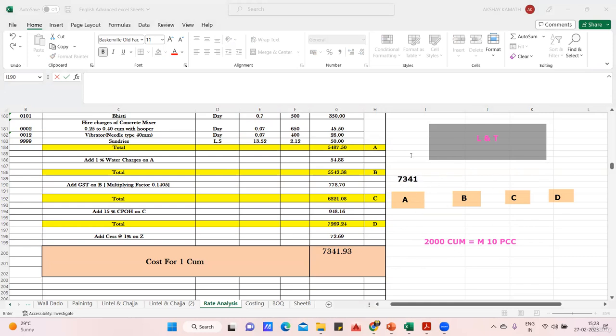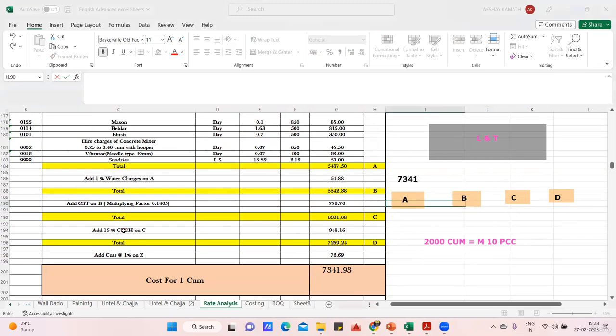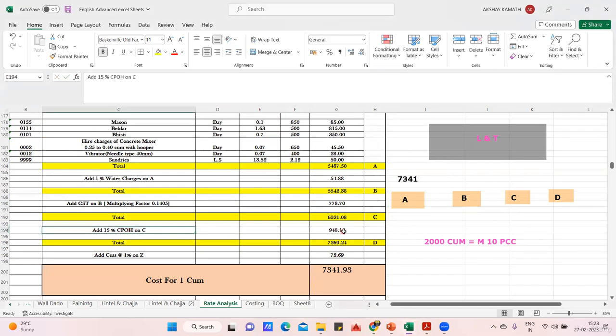Now let us say contractor B. Maybe he says that I don't require 15% of profit. For me, even if I get 10% of profit, I'm okay with that. So according to that, he is putting a rate of 7022.